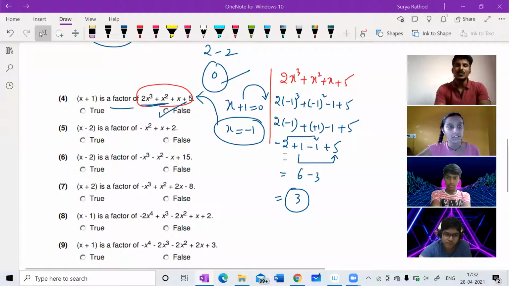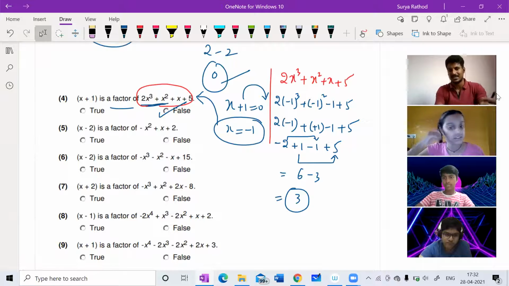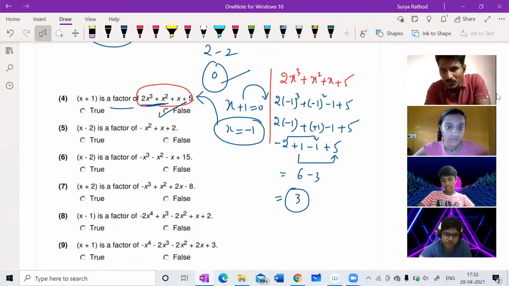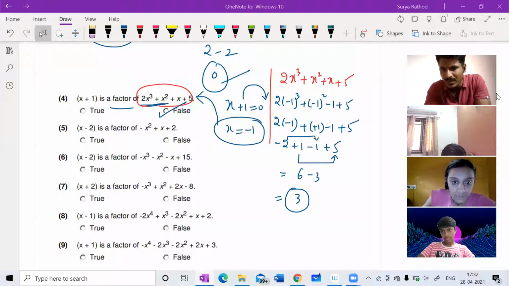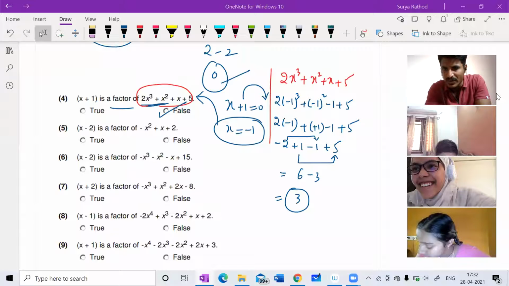False statement. See, now look at the fifth question. Sir, fourth one is false, right? That's what I'm saying, false only. False is the right answer. Okay, Piyush, you are also right. Those who got the false statement, you are right.